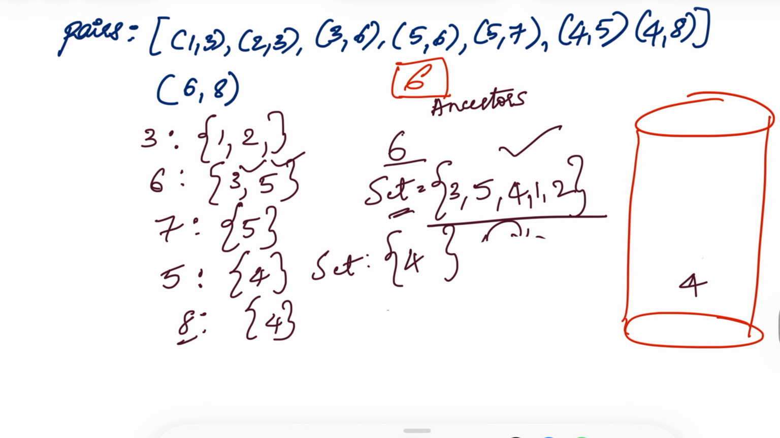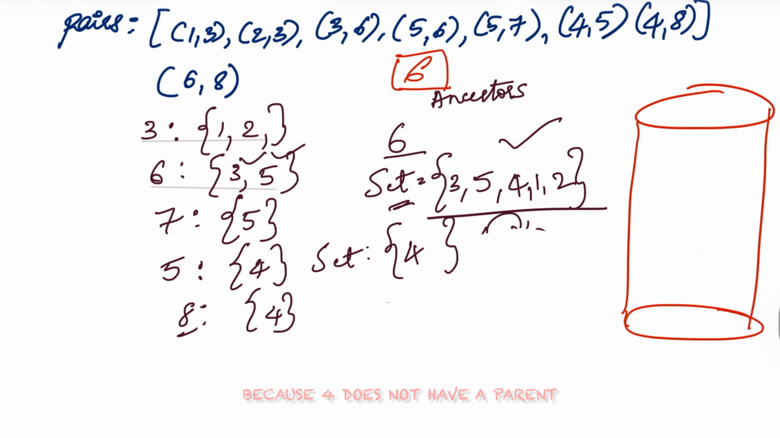Now pop out 4 from the stack. Is 4 in the map? No. So skip this iteration. Now we see that the stack is empty. So we are done with finding all the ancestors of 8.